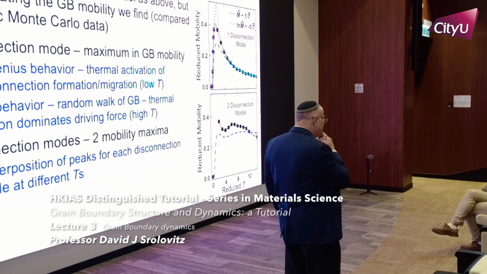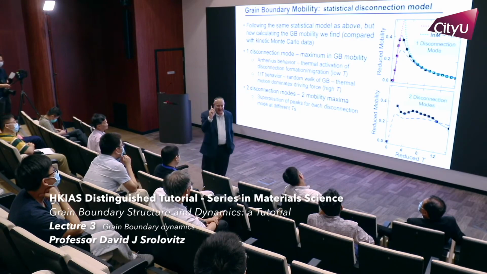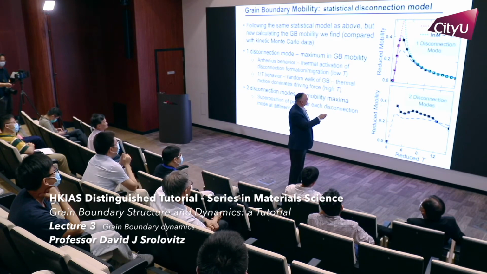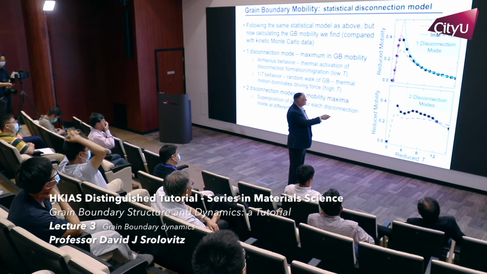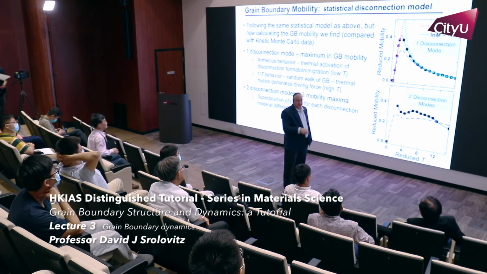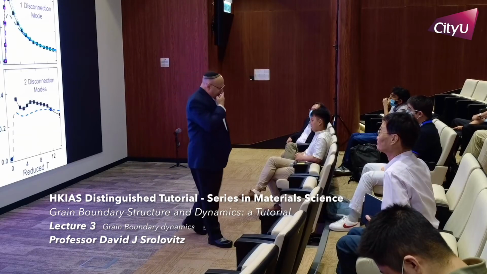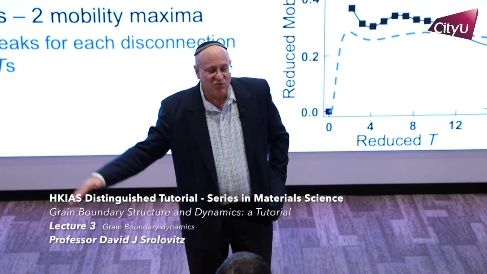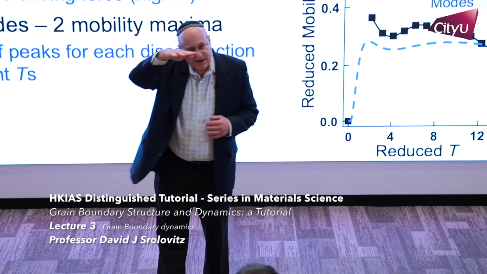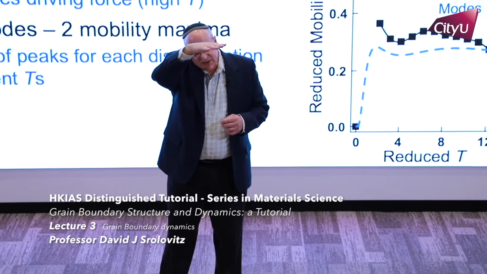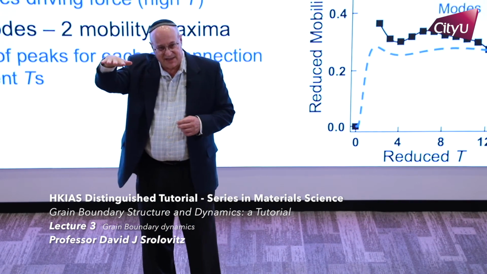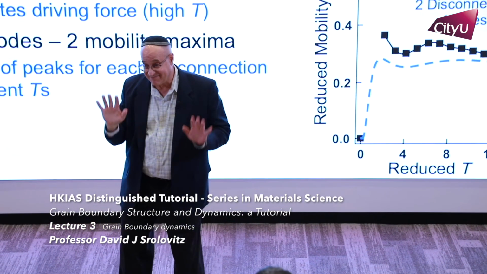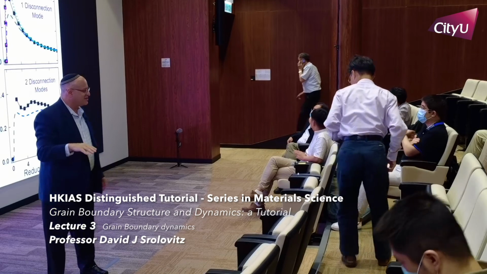And what's going on here? This is with one kind of disconnection. By the way, this is the simulation in black. The blue is the analytical prediction. It's actually something really interesting. In one temperature range, the way the boundary moves is it has to thermally nucleate disconnections, and you have this thermal activation.